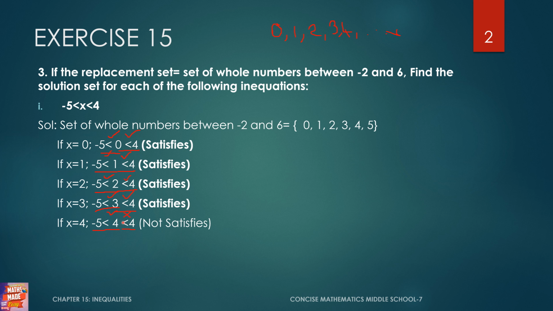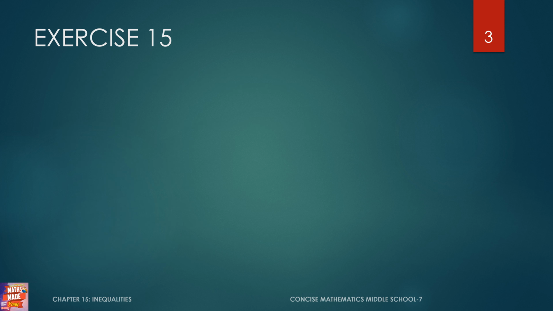Since it doesn't satisfy one condition, even if one condition is not satisfied, then write it down as not satisfied. If 4 is not satisfied, then 5 will also be not satisfied. Look here, if you want, just check it out. Minus 5 is less than 5. Yes. 5 is less than 4? No, 5 is greater than 4. It is not less. So not satisfied. So the solution set is 0, 1, 2, 3. I hope it's clear. From next onwards, I will be teaching you in a direct way.